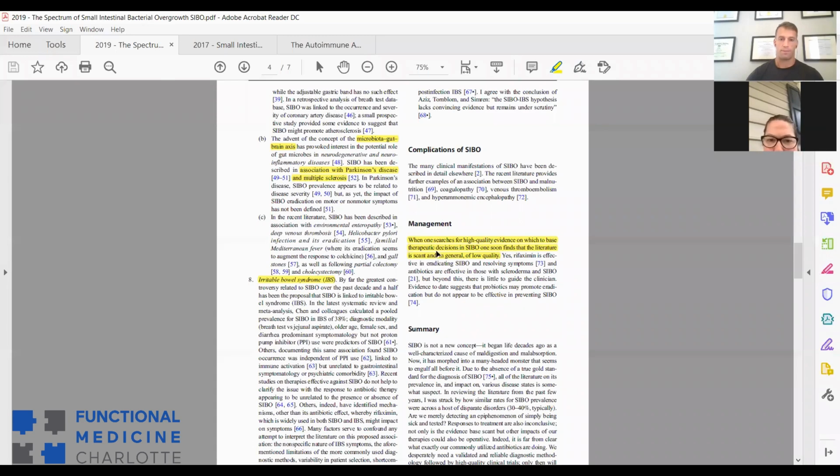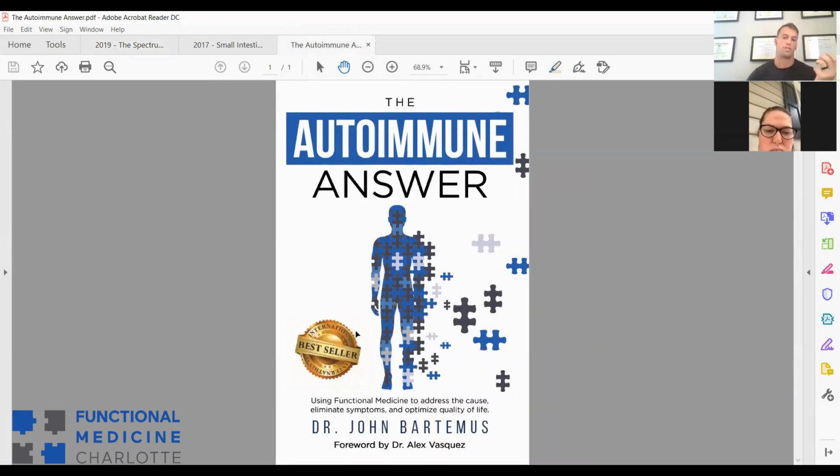You'll see in the research here that under management in the paper we're looking at, it says when one searches for high quality evidence on which to base therapeutic decisions in SIBO, one soon finds that the literature is scant and in general low quality. So basically all the literature is going to say is that antibiotics help sometimes, but not every time, and they might only help short term. Well, if you've been on these calls for very long, when you work with me, you realize that instead of looking at a SIBO case as gut only and just microbes out of whack, we look at the person as a whole puzzle, and SIBO is just a piece of that puzzle. If we address all the dysfunctional pieces, then we get better results with SIBO itself and the complaints of that person's case as a whole.